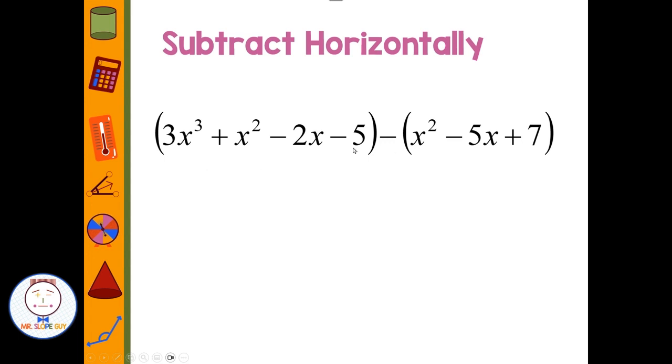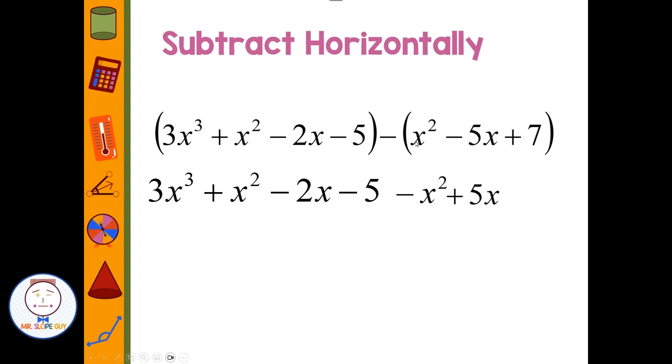So subtracting doesn't do anything to the first term. The first term would stay the same. And then I think of this as like distributing a negative sign, or distributing a negative 1, to each of the terms being subtracted. So negative 1 times x squared is negative x squared. Negative 1 times negative 5x, positive 5x. Negative 1 times positive 7 is negative 7.